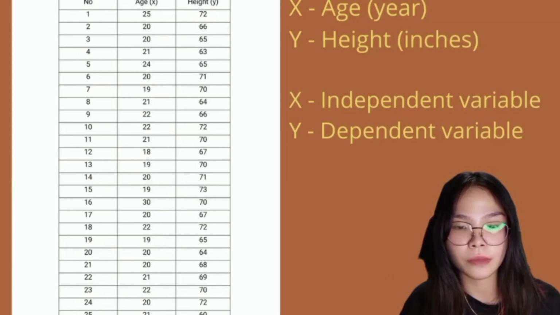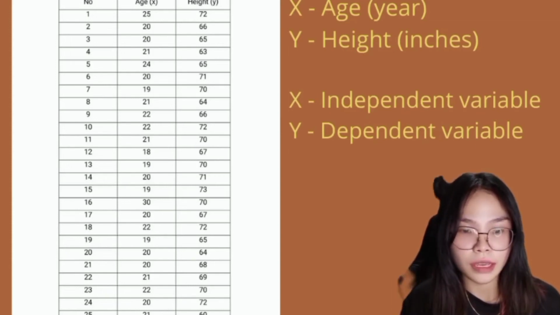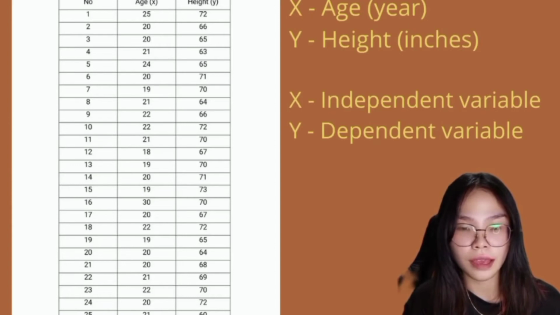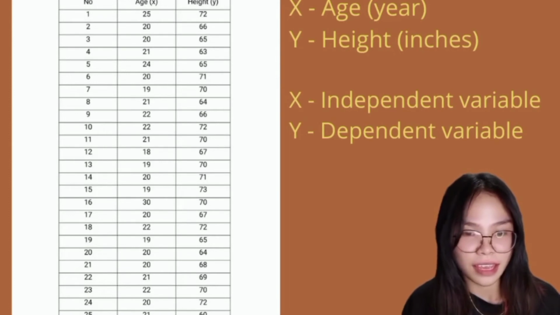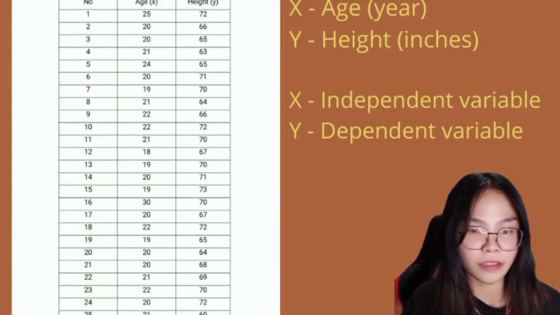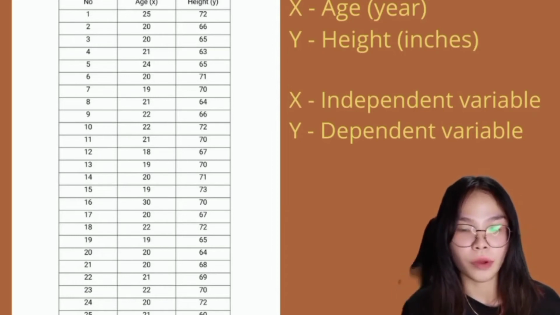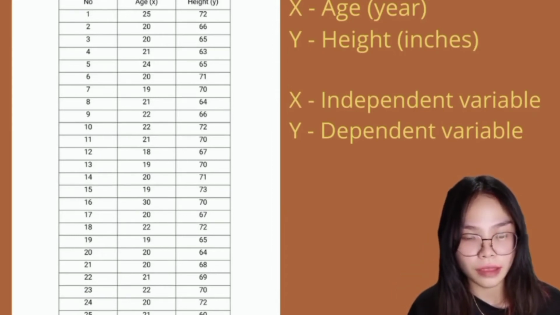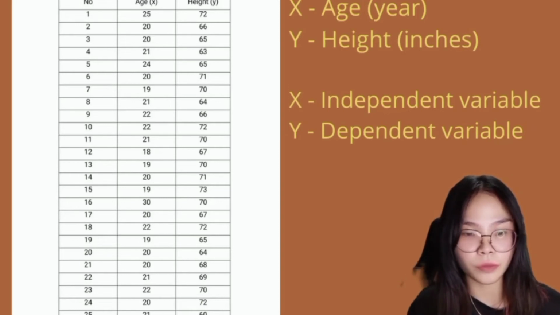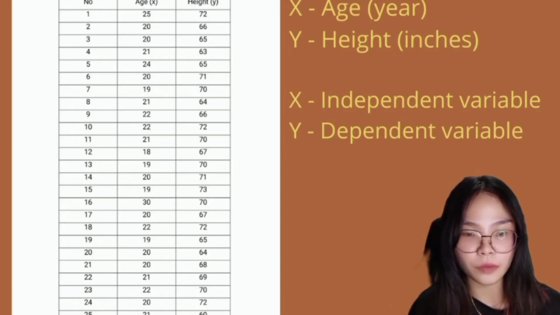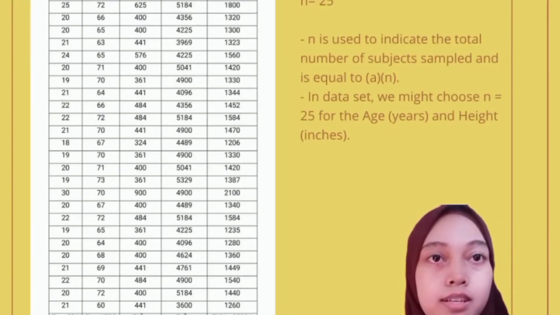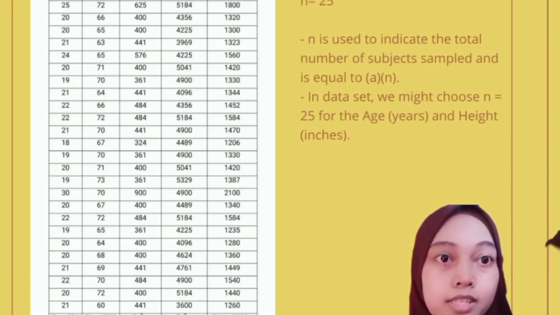The data is a random sample of some individuals' ages in years and their heights. X is age and Y is height in inches of the individual. Here, Y is the variable dependent on X. Therefore, X is an independent variable. Here, age in years is the independent variable and height in inches is the dependent variable. For the data, we select n equal to 25 at random.